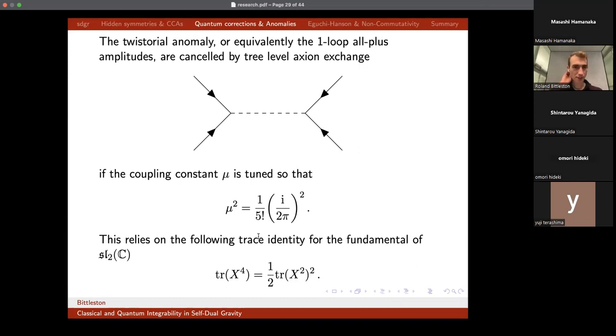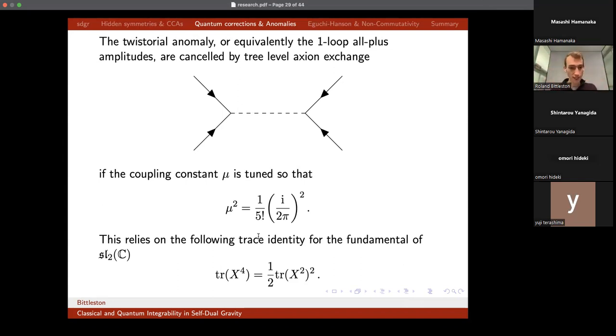I don't have time to talk about this in any great detail, but what you can do is couple self-dual gravity to self-dual Yang-Mills. That's a very natural thing to do. And now the coupled theory has a bunch of twistor anomalies. It doesn't just have the gravitational twistorial anomaly of the type that I discussed here. It also has a gauge twistorial anomaly, like I discussed yesterday, and it also has a mixed anomaly.